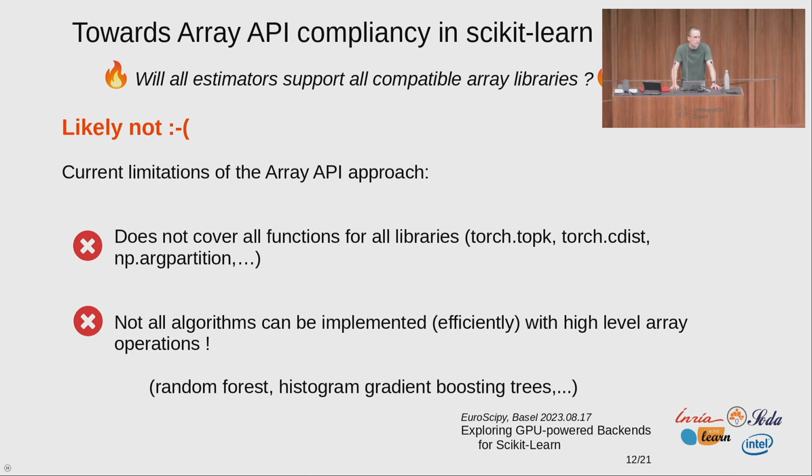And even if they were, it probably wouldn't be enough for some estimators, for instance random forest or histogram gradient boosting trees, that involve a lot of if-else conditions in nested for loops. Typically, these kinds of instructions are unlikely to be implemented correctly just using array operations. So in this case, you rather want to use lower level code.